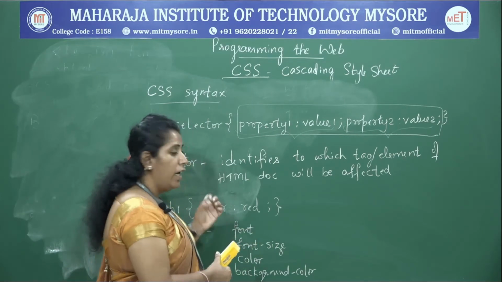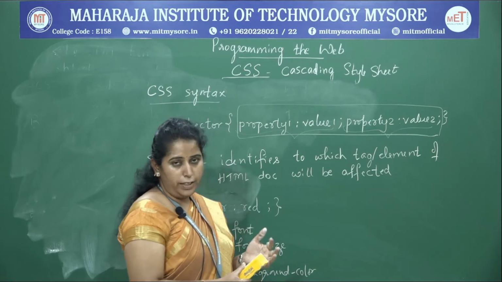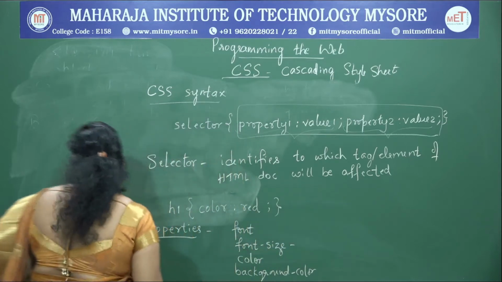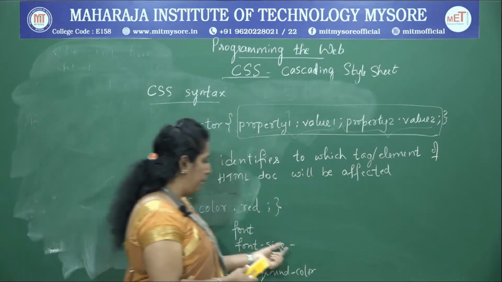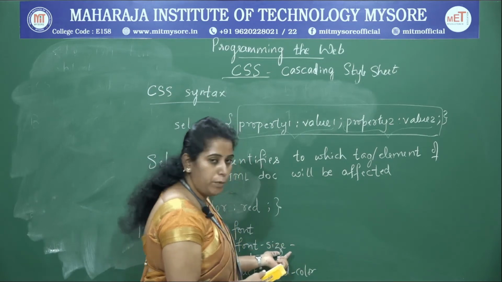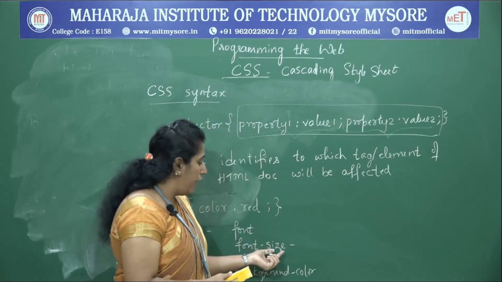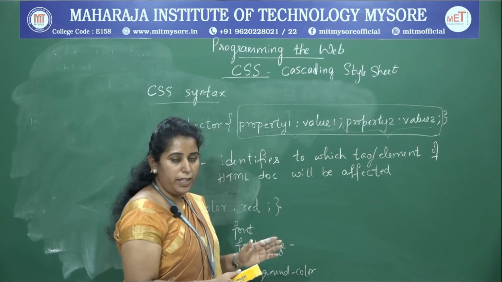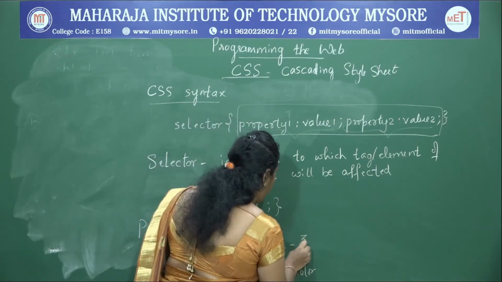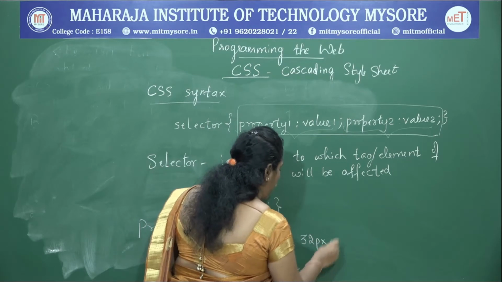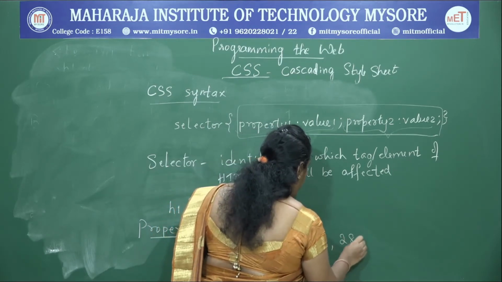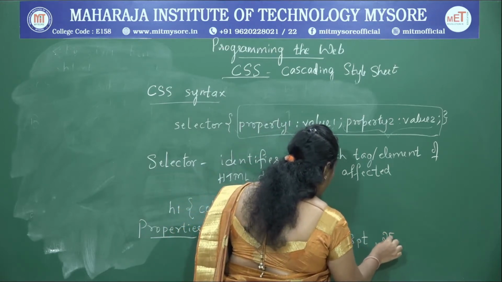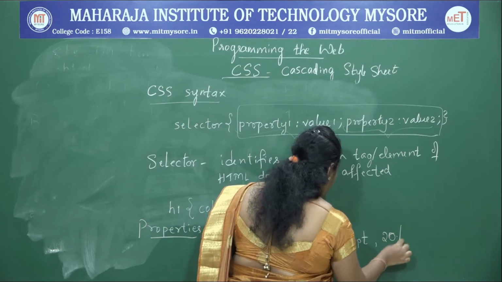At the same time, for each property, you cannot give the value as you wish. For example, if you want to use a property called font size, where you are working to increase or decrease the size of the font, you can give it in terms of 32 px, or you can give 28 point, or you can give 20 percentage.